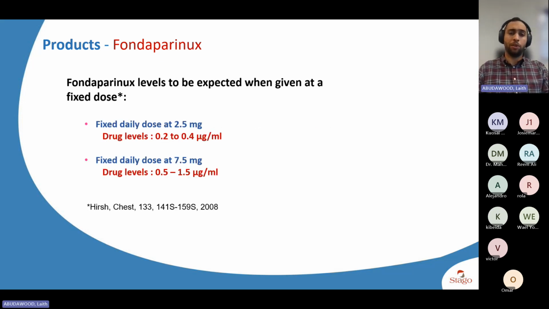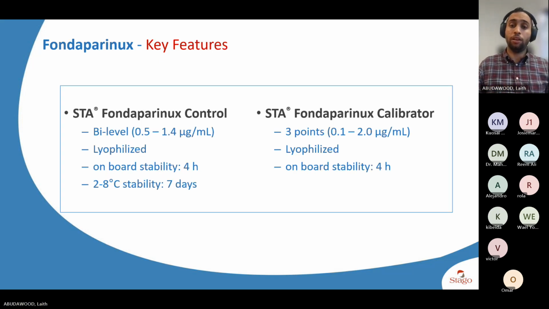Now, again, mentioning fondaparinux. As you know, it is given as fixed doses. At specific doses, I expect when I measure fondaparinux in my sample to recover the results within a certain range. So, for example, for this dose, 2.5 milligrams, I expect the drug levels to be around 0.2 to 0.4 micrograms. For this dose, 7.5 milligrams, I expect to recover a fondaparinux concentration of 0.5 to 1.5. Again, the reason I'm mentioning this is to show you that the working range for fondaparinux is 0.1 to 2.0 micrograms, which covers basically your needs for patient monitoring.